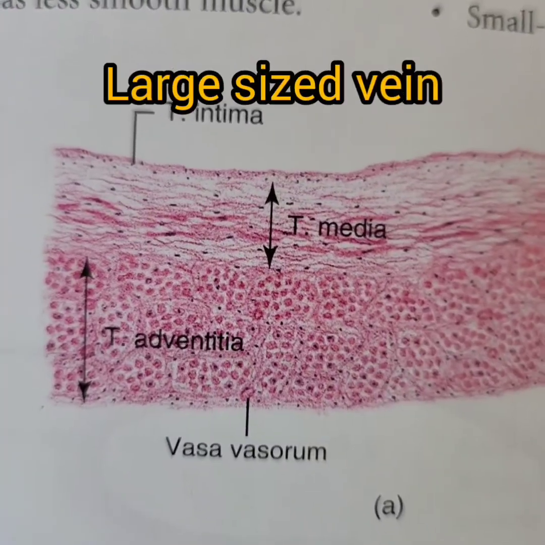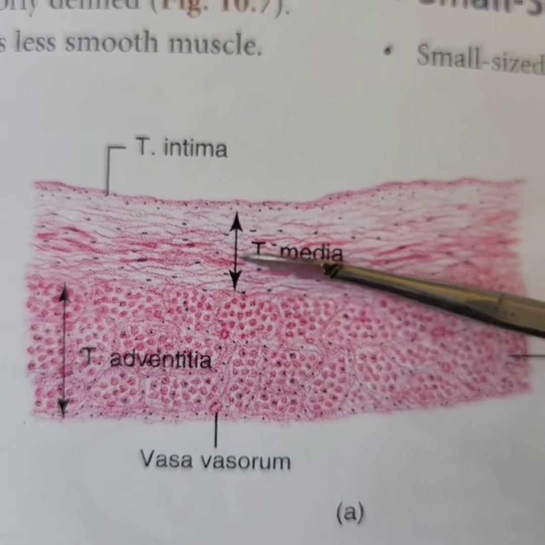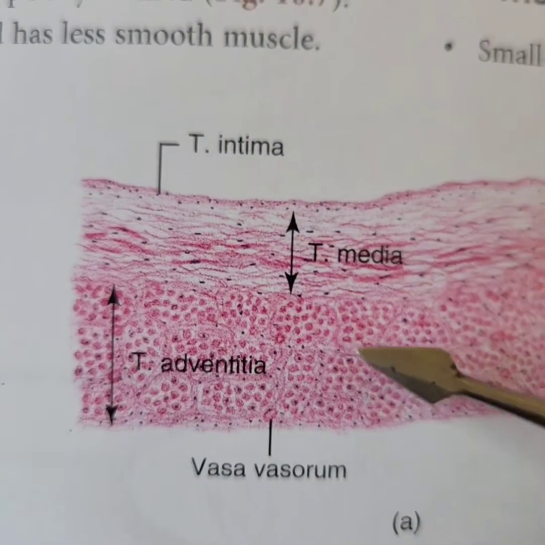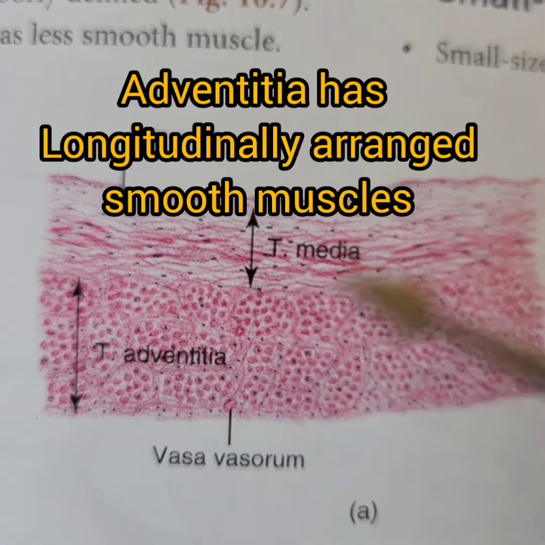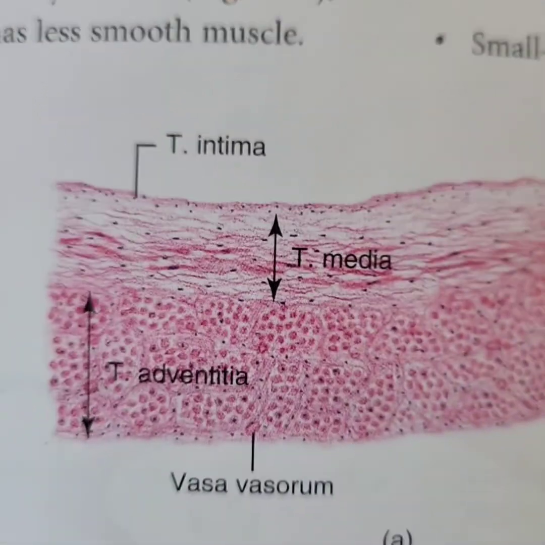In large vein, tunica adventitia is the thickest. Tunica intima, tunica media. And tunica media has few circularly arranged smooth muscles, but in adventitia, there are longitudinally arranged fascicles of smooth muscles, which are seen in large vein.